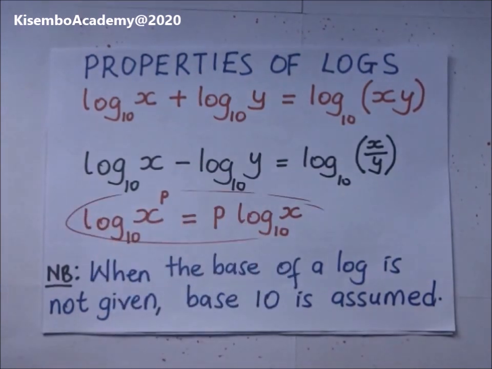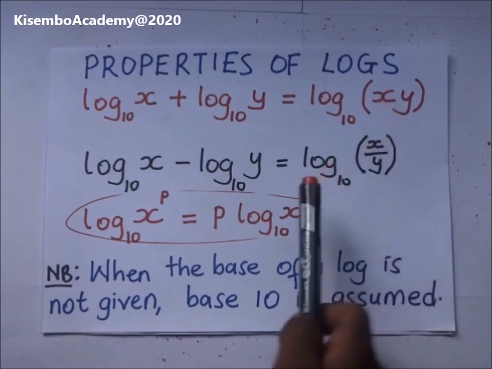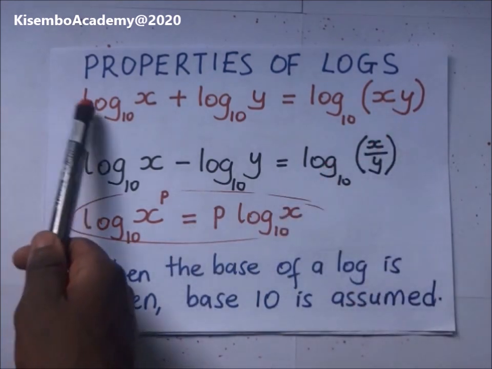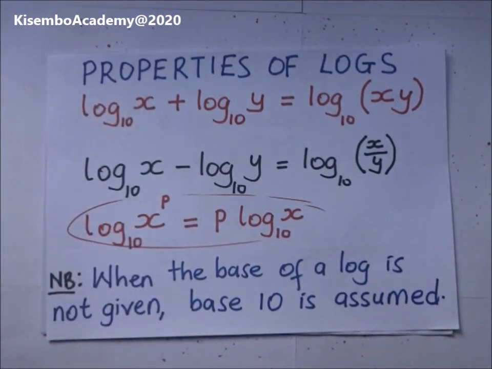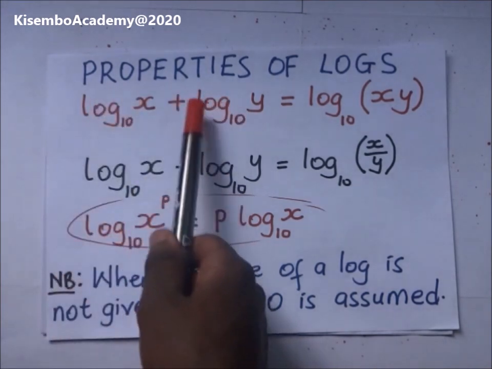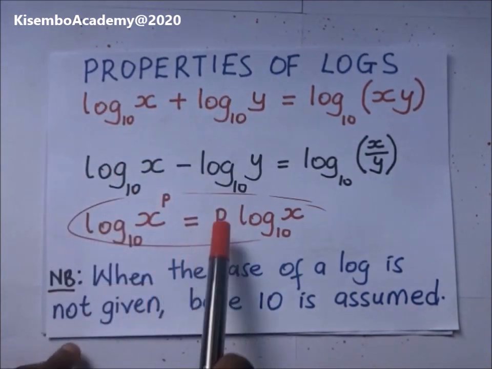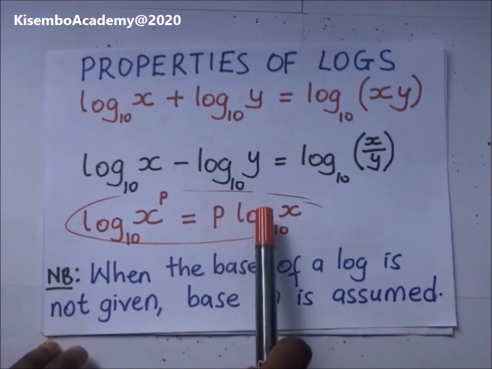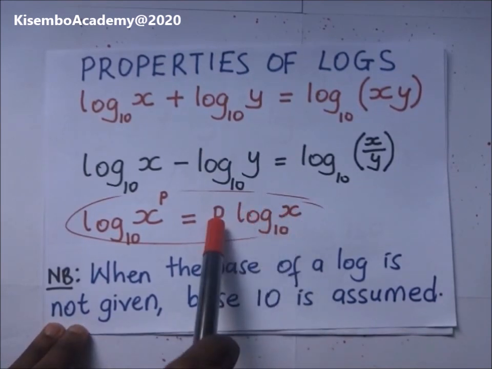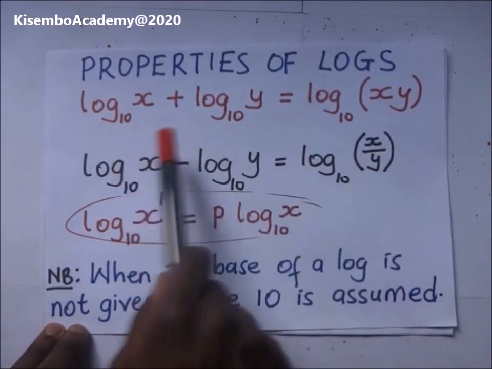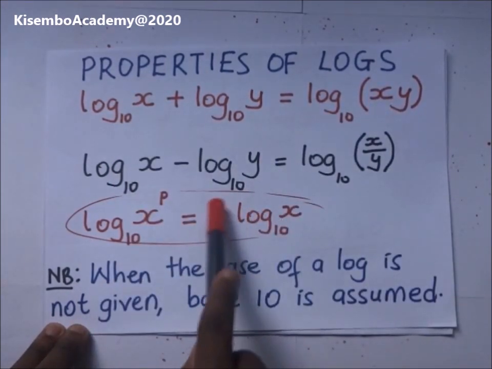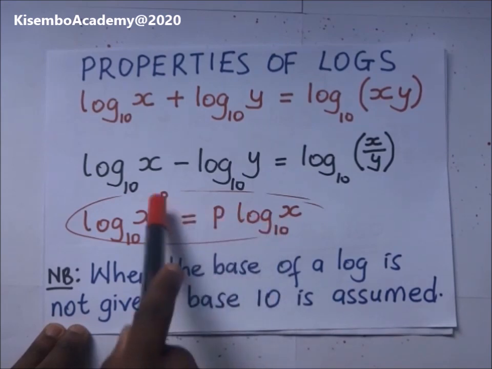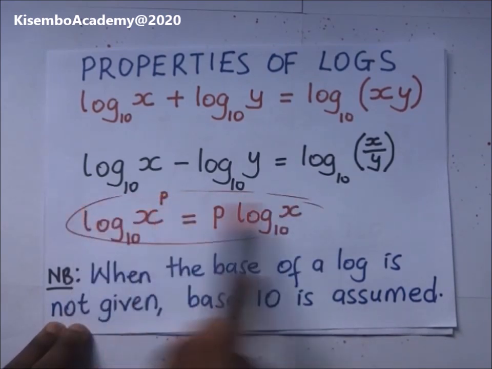Please take note that these properties are only going to work when the coefficient of the logarithm is 1. So if you're given a number where the coefficient of the logarithm is not 1, for example log of x base 10 here has coefficient p, before you apply any of these, you're supposed to first make sure that this coefficient is 1. So how do you remove this p? By putting it up here, using this property.